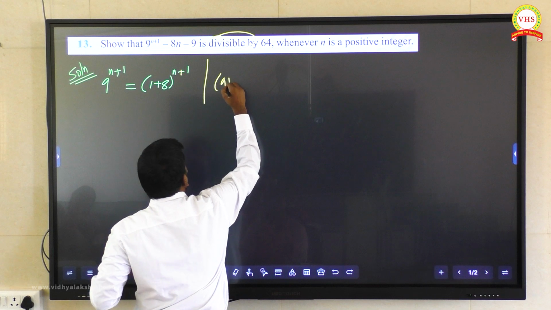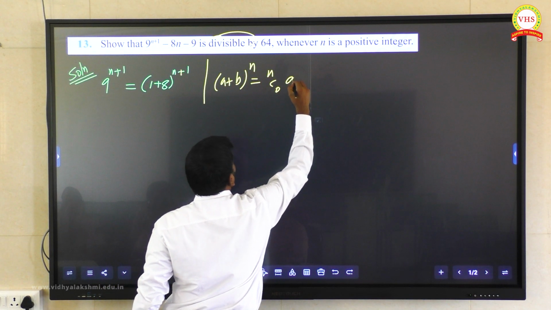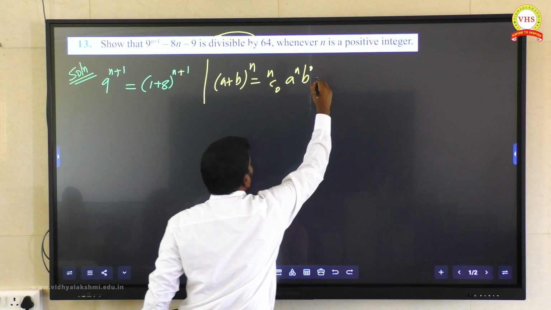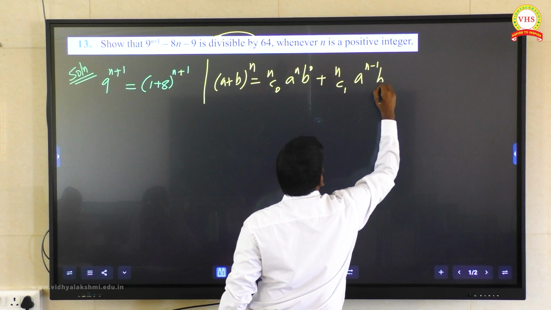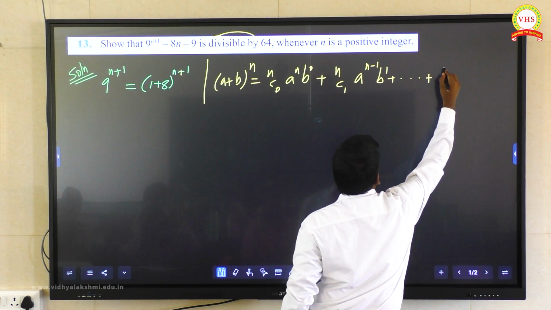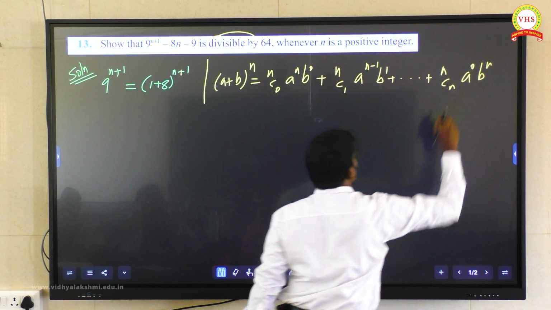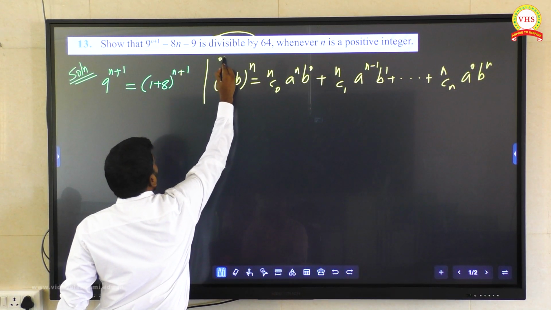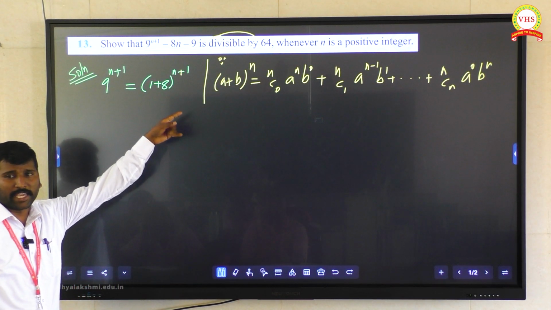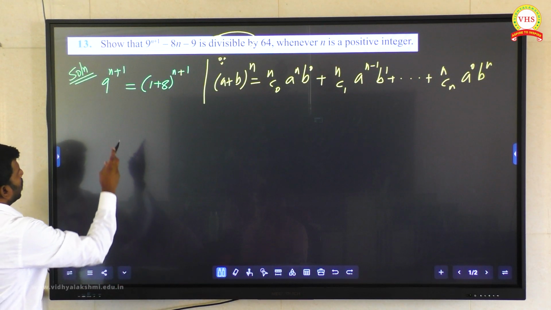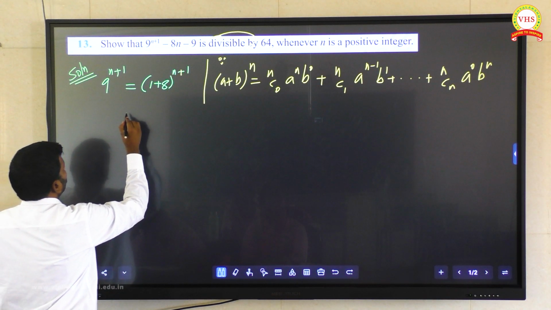What is that? A plus b whole power n equal to nC0 a power n b power 0 plus nC1 a power n minus 1 b power 1, going till nCn a power 0 b power n. Till this we are going to do. A value 1, b value 8, after comparing you will be getting a value 1, b value 8. And the n value here we have as n plus 1. Don't forget that.